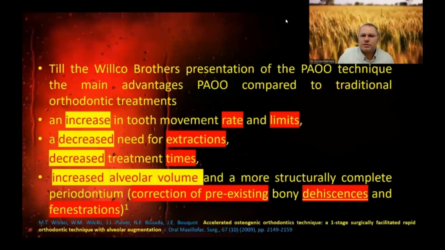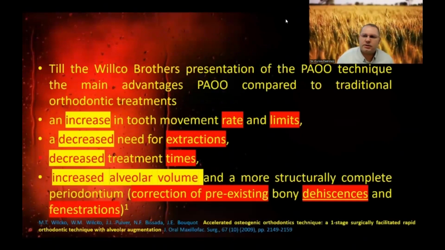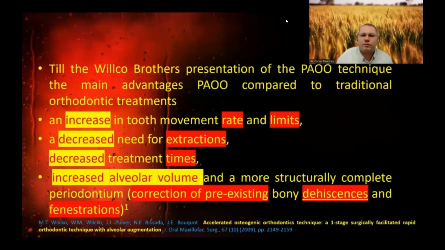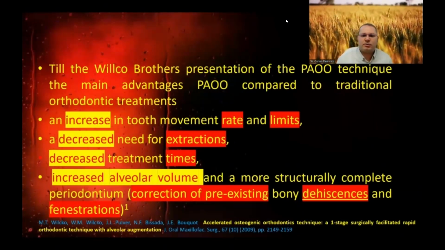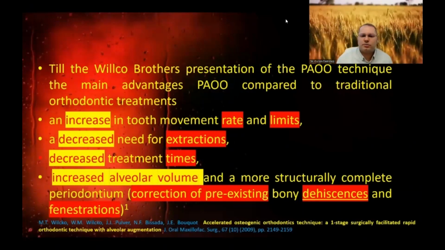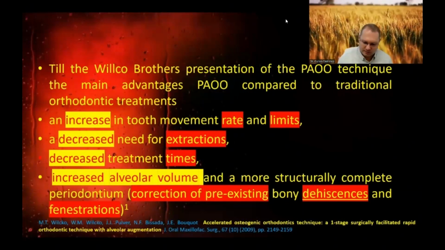The Wilcko brothers' presentation of the PAOO technique showed the main advantages of it compared to traditional orthodontics, with an increase of tooth movement rate and limits, a decreased need for extraction, decreased treatment times, increased alveolar volume, and a more structurally complete periodontium, correction of the pre-existing bony dehiscences and fenestrations.